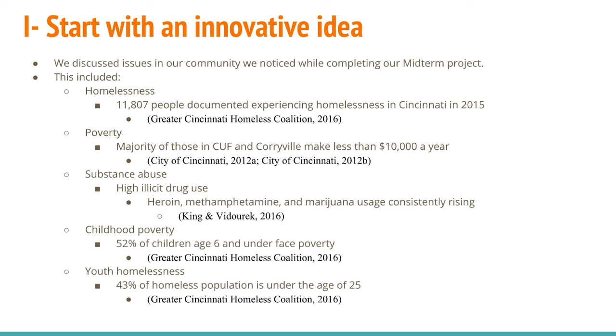It also included poverty, because the majority of those in the CUF and Corryville communities make less than $10,000 a year, which is below the poverty line. It also included substance abuse, because of the high illicit drug use in these communities, which included a consistently rising usage of heroin, meth, and marijuana.